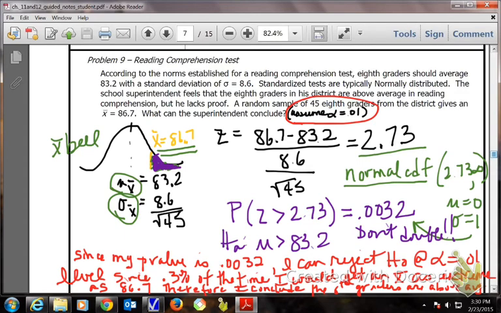So since my p-value is 0.000032, I can reject my null at alpha equals 0.01, because only 0.3% of the time would I get an x bar that extreme, and therefore I will conclude that those 8th graders in fact are above the average, above 83.2.